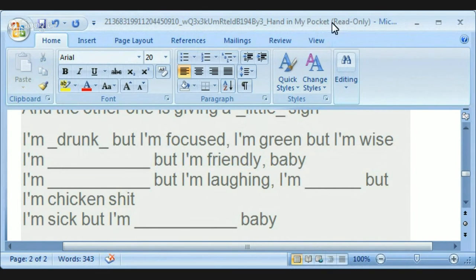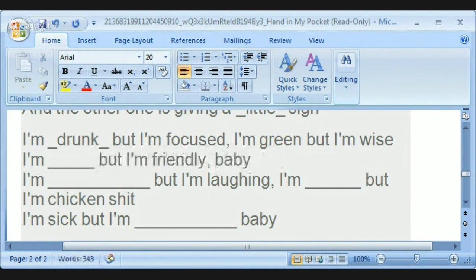Let's take a look at the next one. So, I'm green. Sorry, teacher. So I'm green means that you have no experience. That's right. So I'm green, but I'm wise. I'm inexperienced, but I'm wise. That's it. Okay, and next one.